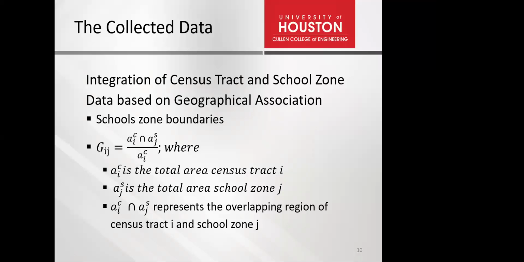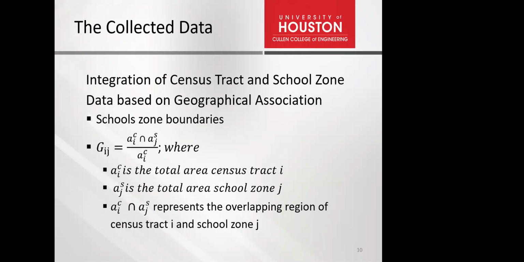For this purpose, we use the school district boundaries released by the United States Census Bureau. Using the ArcGIS software and some mathematical formula as shown on the screen, we estimate the geographical interaction matrix G, whose each element Gij is defined as the percentage area of a census tract zoned to a school zone J. So what we assume is that if a census tract is zoned to a particular school, the students from that census tract actually attend that same school zone.